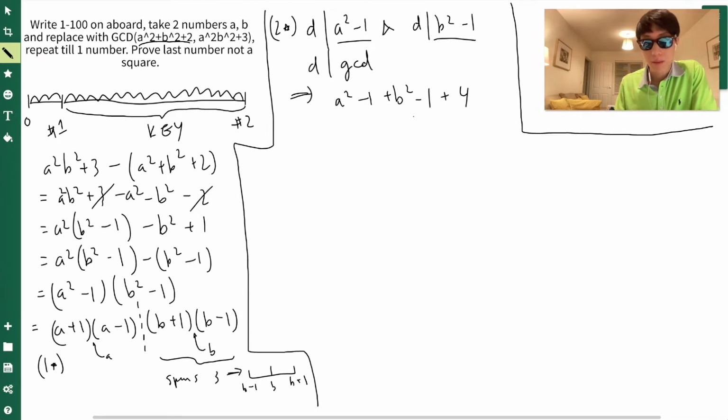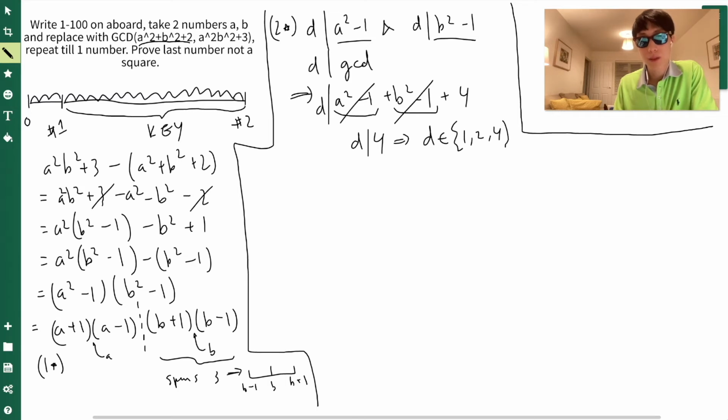Well, what do I get here? Since I know D divides this already and D divides this already, well, they kind of go away. So now I know D must divide 4, which gives you that D has to be 1, 2, or 4. Right, so this is the key property here, that if D divides both sides of 1 star, it must be 1, 2, or 4 if it's also a common factor.